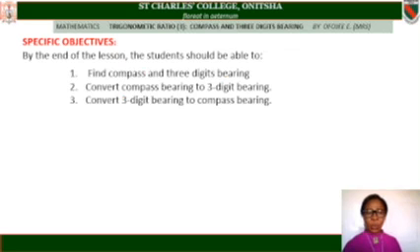Let's now move on to where we are this morning. Having seen what I've just introduced to you, the alternate and corresponding angles, the specific objectives for this lesson, compass and 3-digit bearings, are that by the end of the lesson, the students should be able to: 1. Find compass and 3-digit bearing. 2. Convert compass bearing to 3-digit bearing. 3. Convert 3-digit bearing to compass bearing.